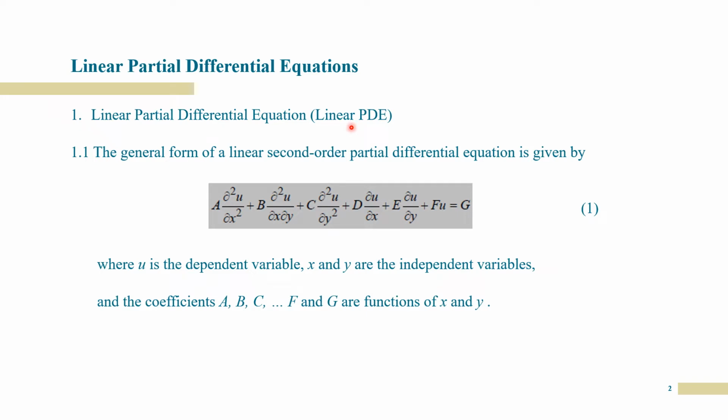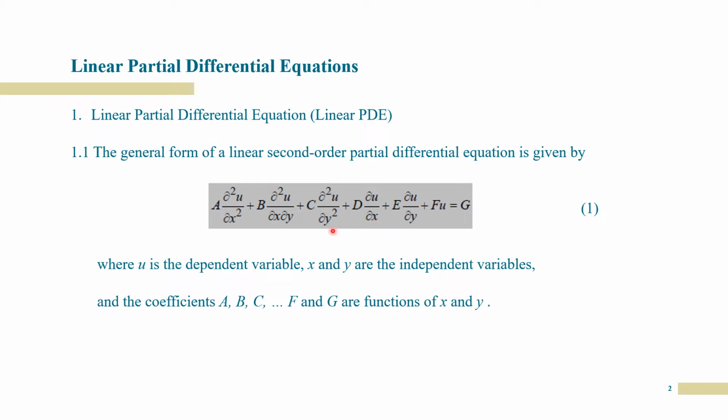As in ordinary differential equations, a partial differential equation may also be linear or nonlinear. Let us now look at the general form of a linear second-order partial differential equation, which is given by equation number 1: A ∂²u/∂x² + B ∂²u/∂x∂y + C ∂²u/∂y² + D ∂u/∂x + E ∂u/∂y + Fu = G. Take note that u is the dependent variable and x and y are the independent variables.